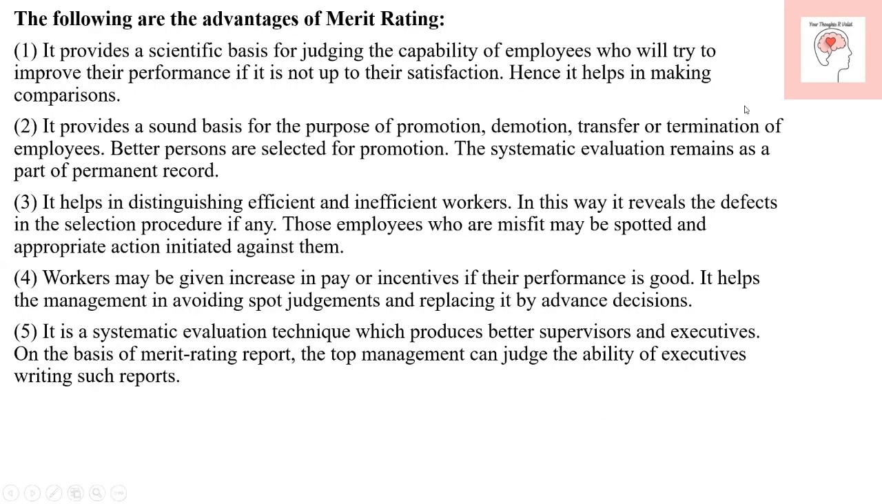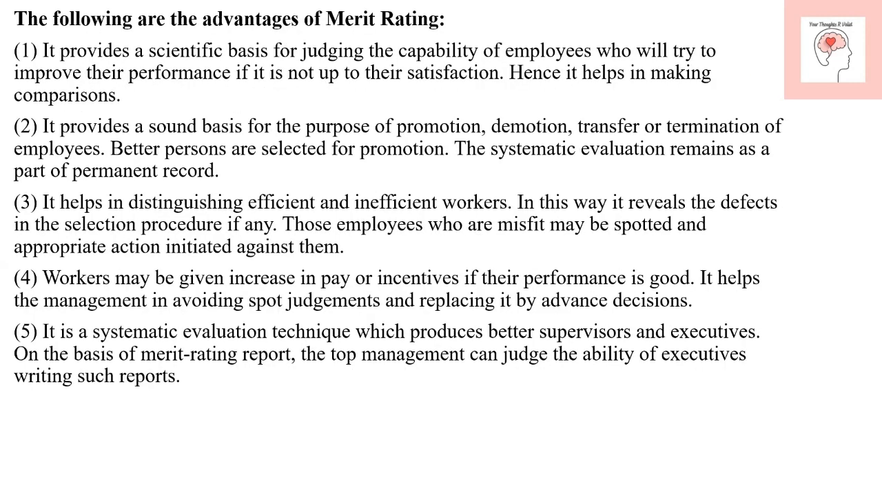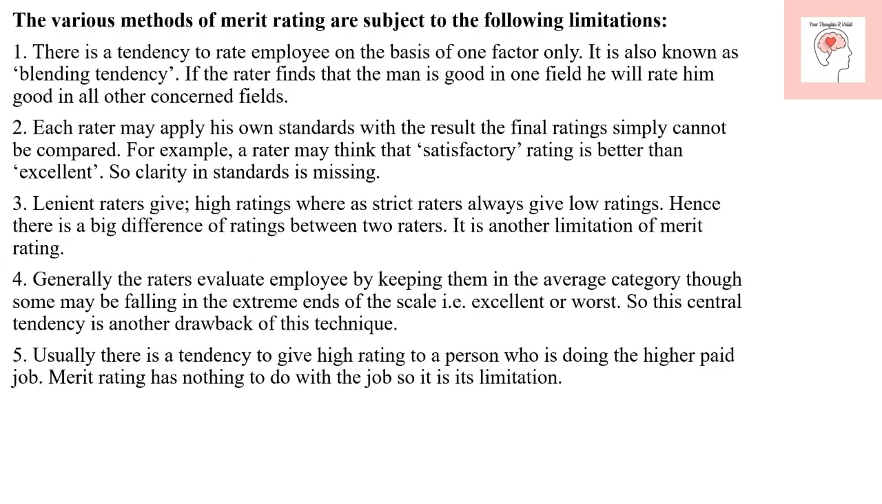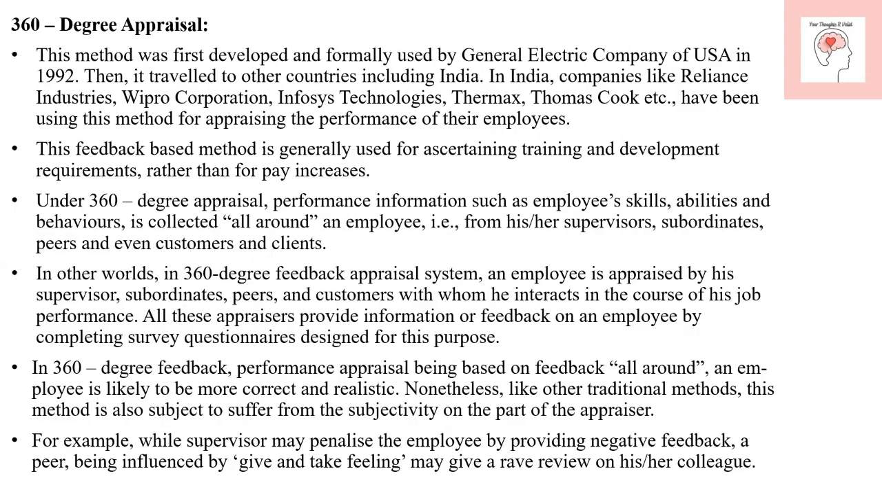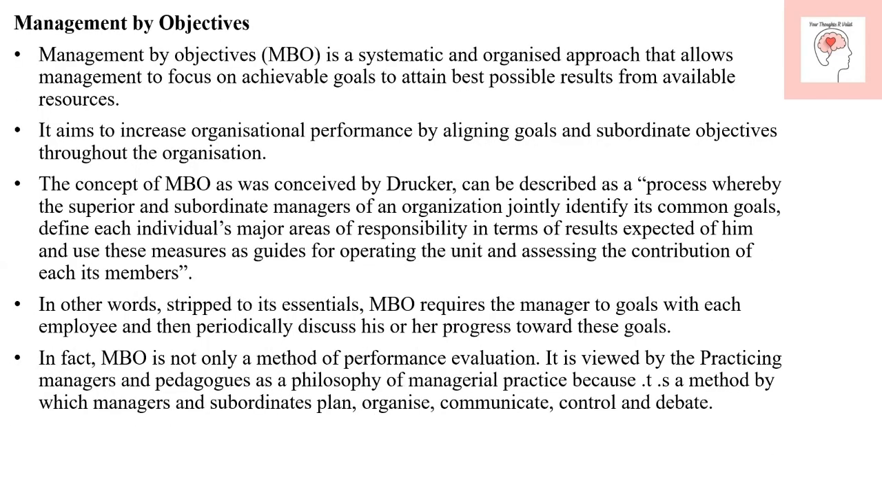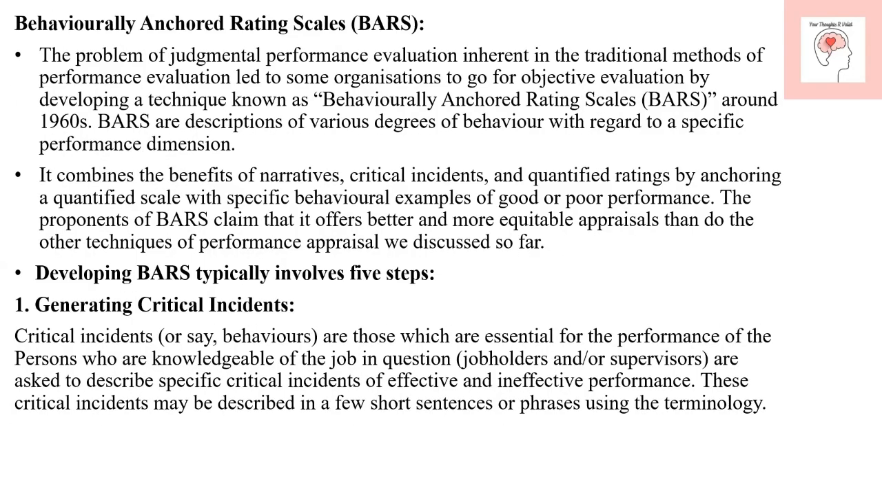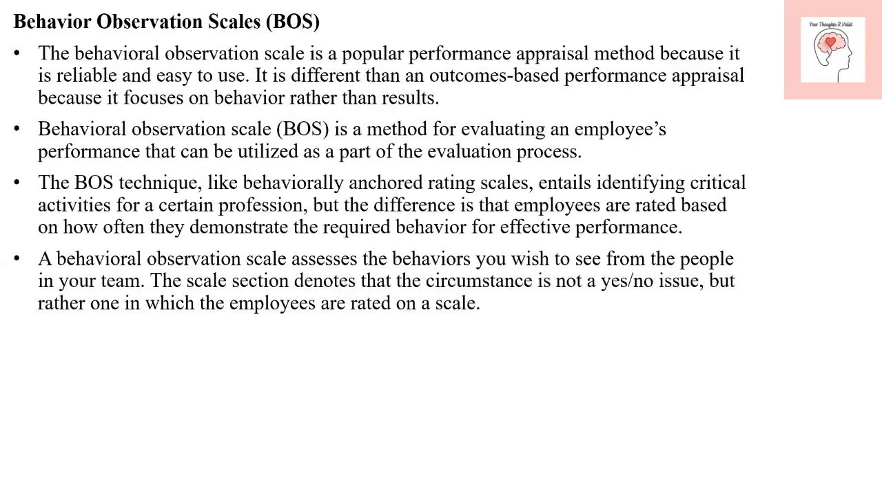Then let's move on. The following are the advantages of merit rating. So I hope 360-degree appraisal is clear. It is very easy to understand. We just need to learn some of the advantages and some of the limitations of merit rating techniques. So I hope these 4 methods we studied today are clear: management by objective, then behaviorally anchored rating scale, then behavioral observation scale. So I hope the difference between BARS and BOS is clear.